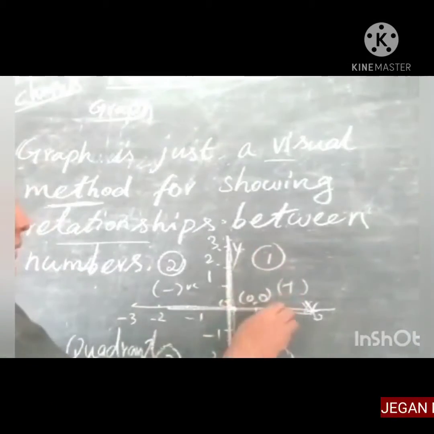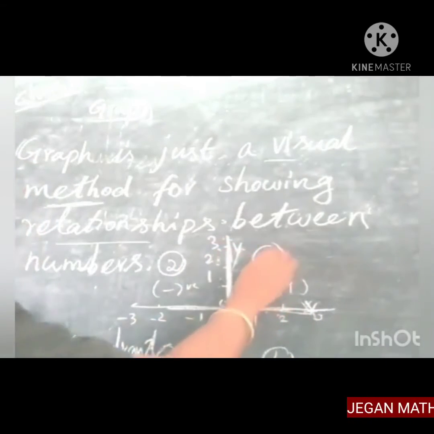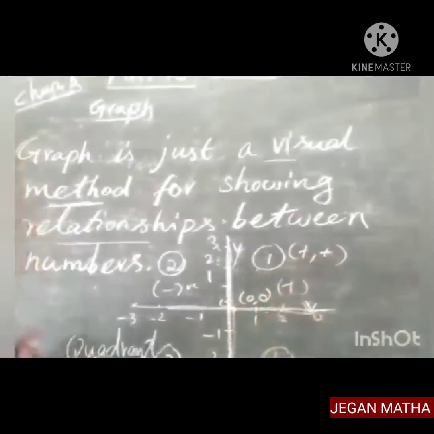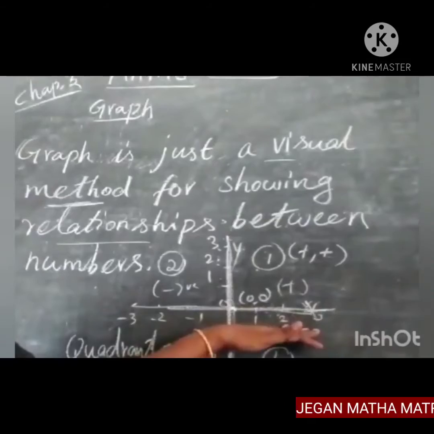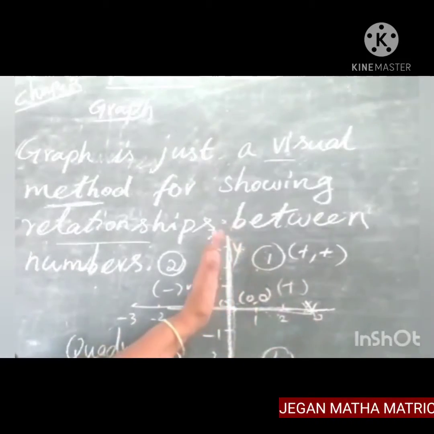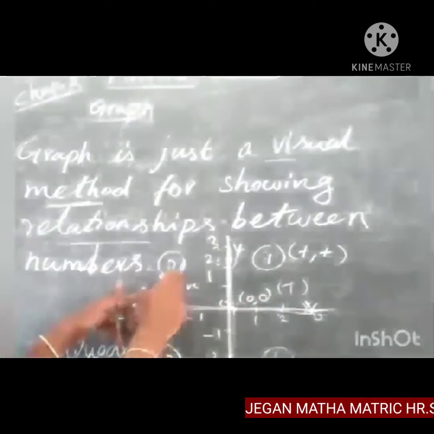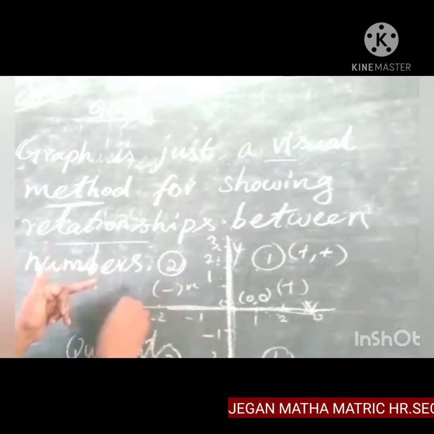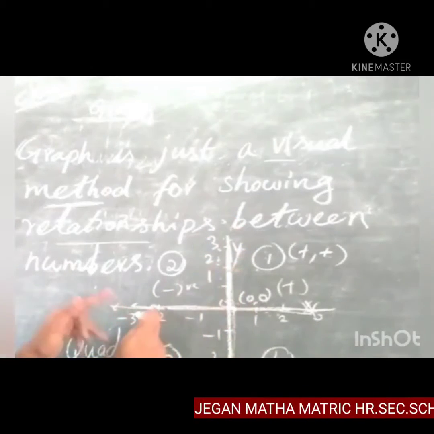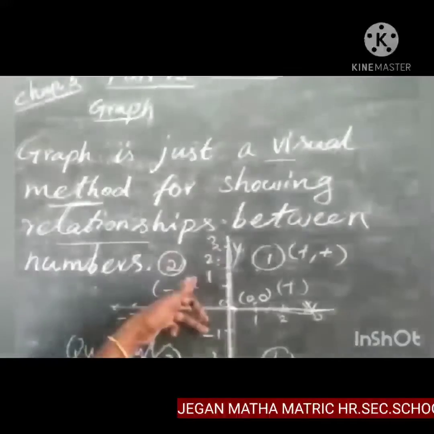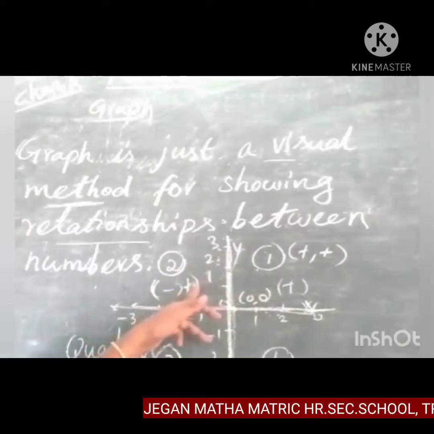In the first quadrant, the x-axis is positive and the y-axis is also positive. Plus and plus: both x and y have positive numbers. Now see the second quadrant. Here in the x-axis we have minus, negative numbers, and in the y-axis positive numbers. So in the second quadrant we have negative and positive: x-axis negative, y-axis positive.